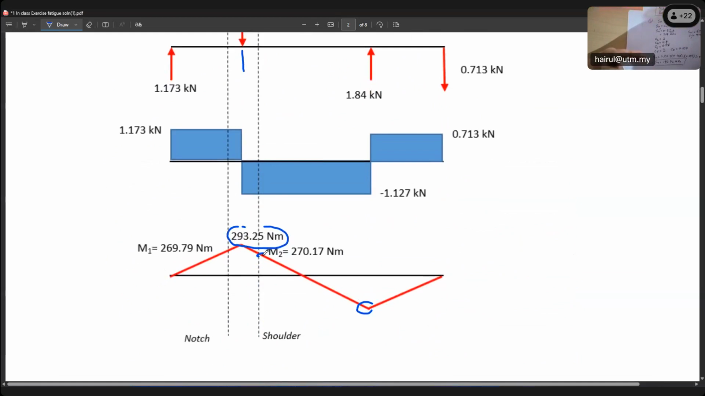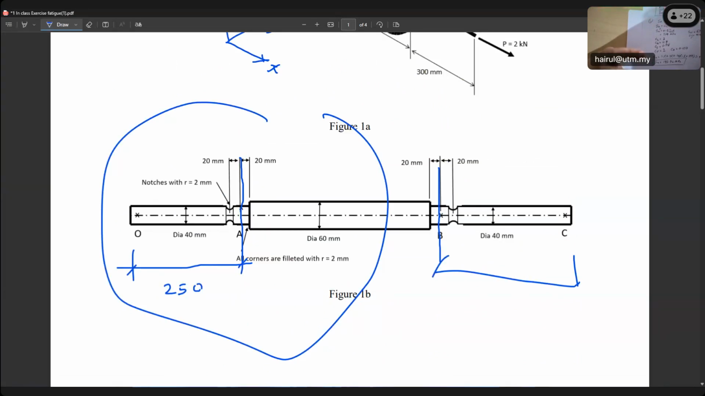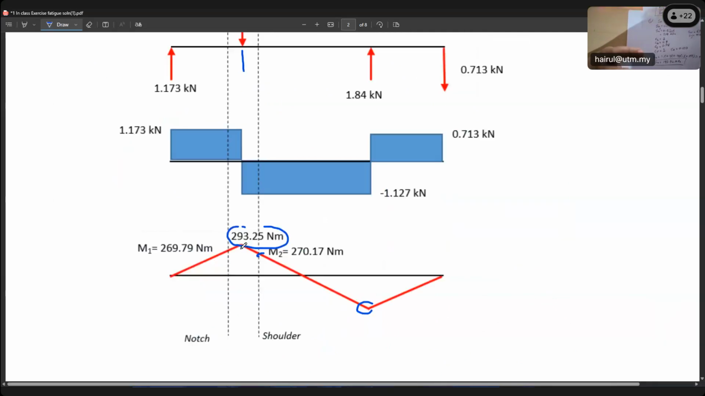Okay, 293. This one you can get because, if you look here just now, it is 250, right? So from here to here is 250. Here the distance is 20. From here to here is 20. From the notch also the distance is 20.